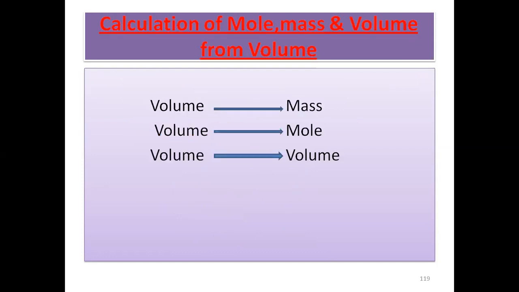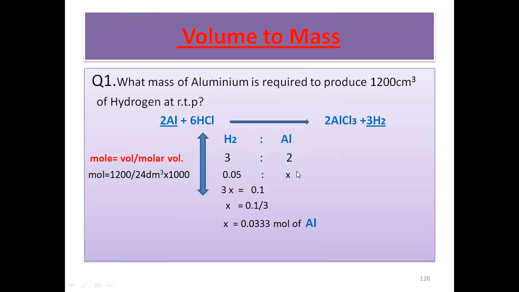These volume calculations may involve mole, mass and volume. It may involve the conversion of volume into mass, volume into mole and volume into volume. For example, in a volume to mass calculation: what mass of aluminium is required to produce 1200 centimeter cube of hydrogen at room temperature and pressure?